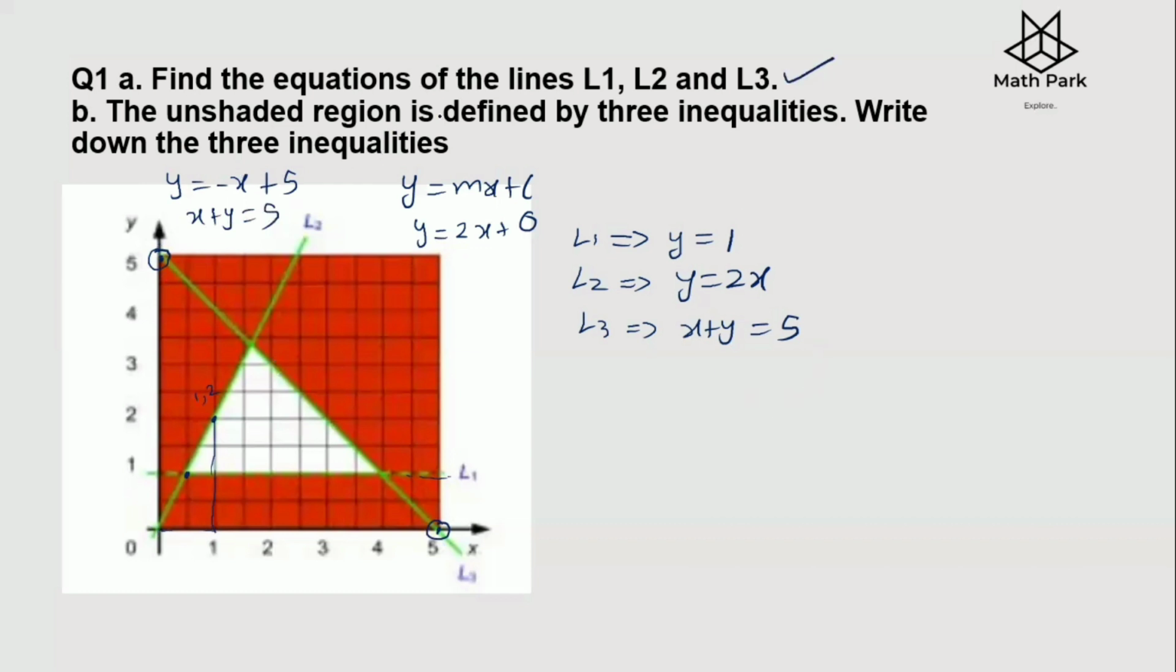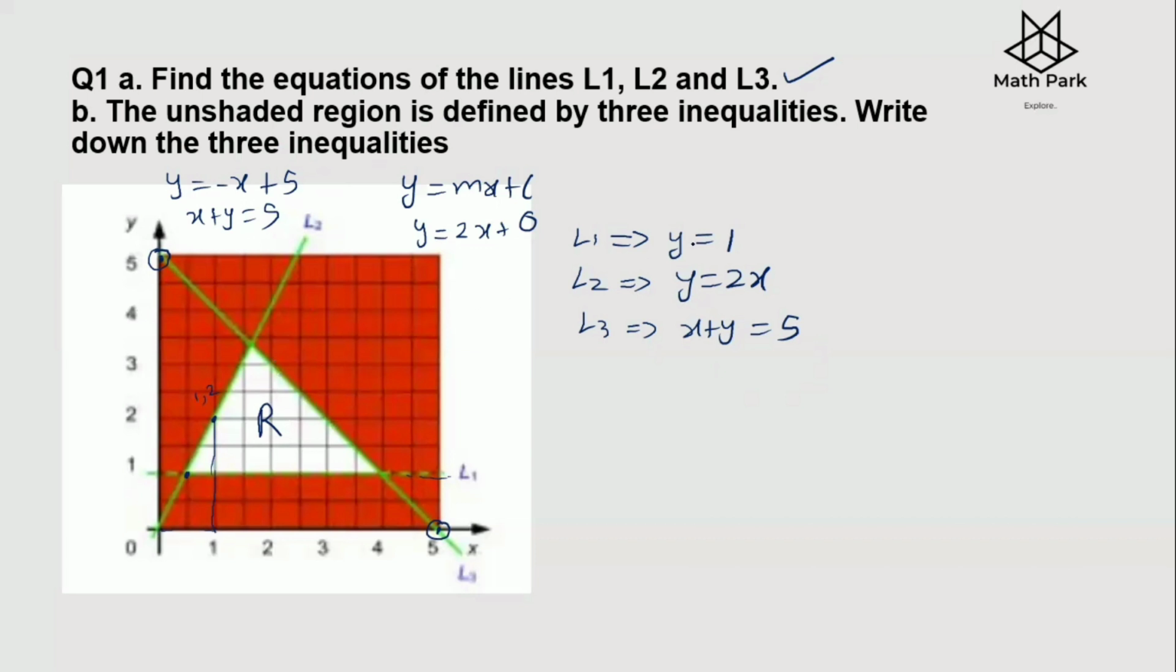Now the unshaded region is defined by three inequalities. Write down the three inequalities. The unshaded region is defined by three inequalities. So this is the region R, and we have to write down the three inequalities.